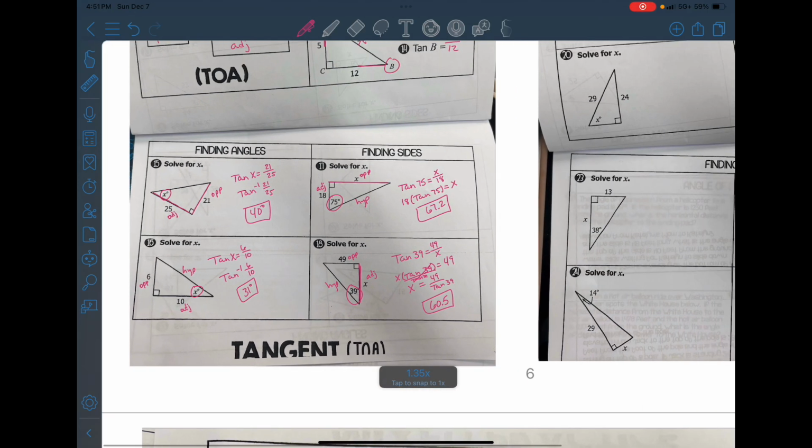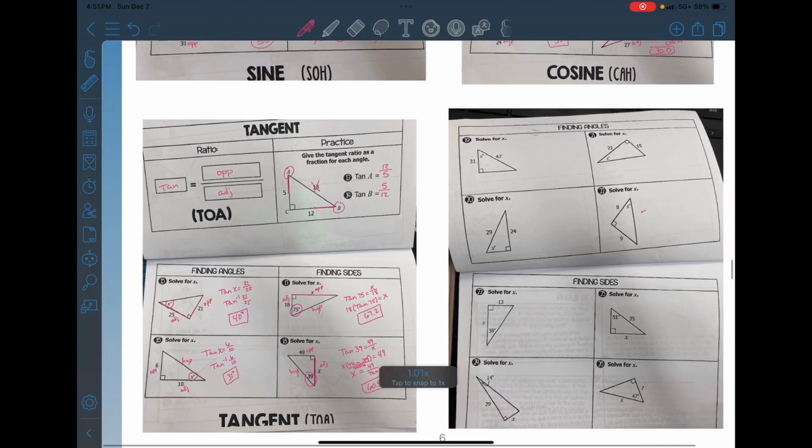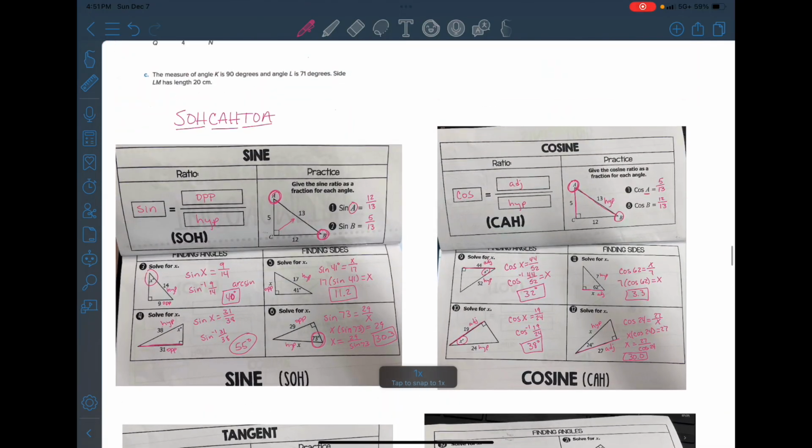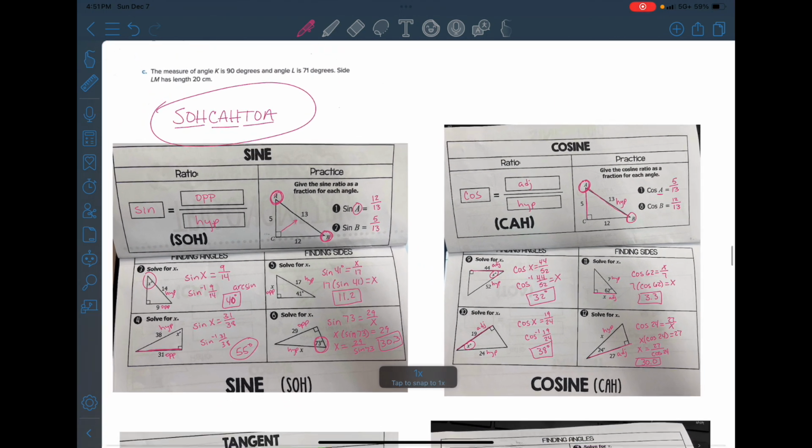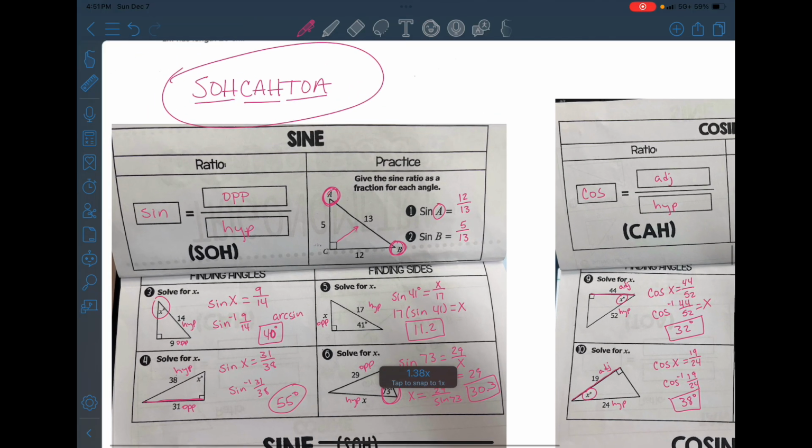So now you have sine, cosine, and tangent. You have this little word to remember it, SOHCAHTOA. And that is a quick right triangle trig.